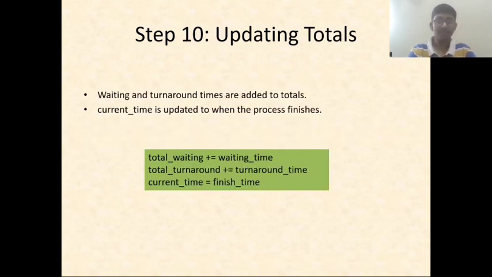Step 10 is updating totals. Updating totals means the totals are updated for the respective processes. Here, total waiting time plus equals waiting time. Total turnaround time plus equals turnaround time. Current time equals finish time. That means that total waiting time is updated by the waiting times, and total turnaround time is updated by turnaround time, and current time is nothing but the finish time.